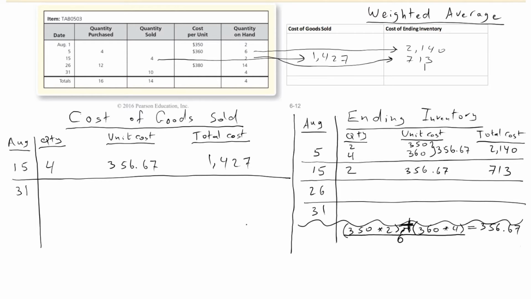Okay, now what is my ending inventory on August 26? We had a purchase of 12 units, all right? So I just want to carry over the 2 from August 15, as well as the purchase I did on August 26. The average cost per unit for the 2 units is 356.67. The cost per unit for the 12 units that I purchased on August 26 is 380. And then we're going to calculate the average again, because every time you have a new purchase, you have to recalculate your average. And that's with the perpetual inventory system.